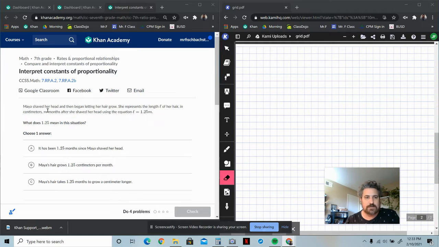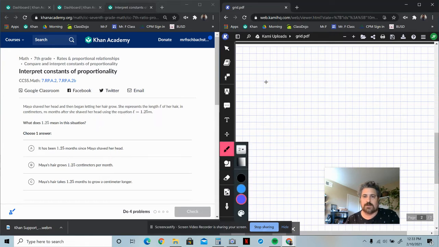It says Maya shaved her head and then began letting her hair grow. She represents the length L of her hair in centimeters m months after she shaved her head using the equation L equals 1.25 m. So basically you've got L equals 1.25 m, and the m represents the months after she shaved her head.